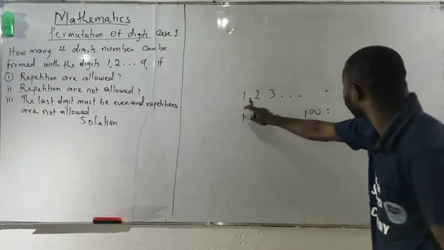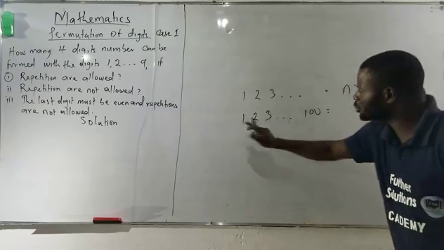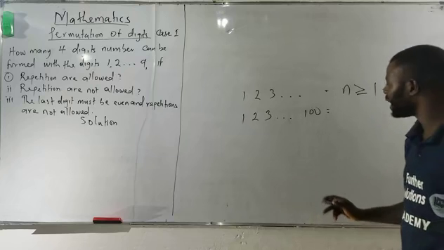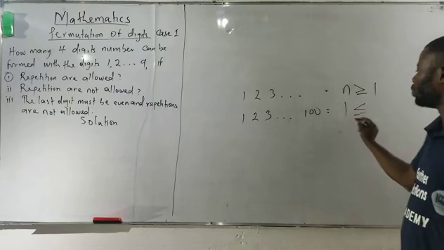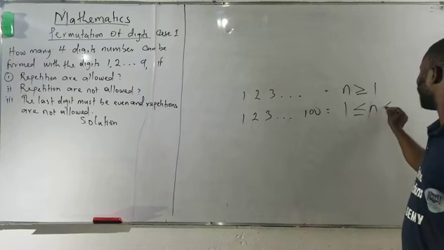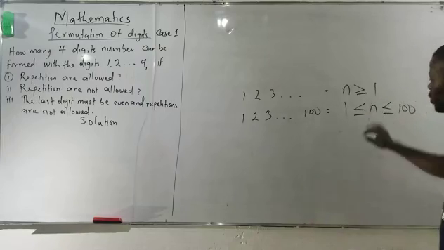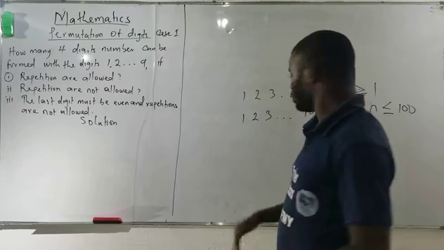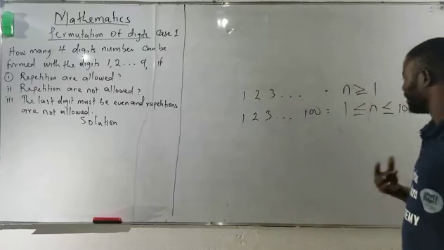It means my n is greater than or equal to 1. Since it is bounded below, I write 1 less than or equal to n, and n less than or equal to 100. This is how to present it, because we are talking about digits. You must learn how to play with the number system. It is very important.